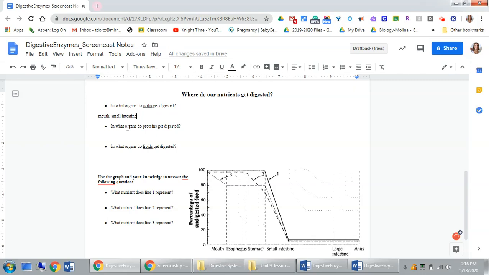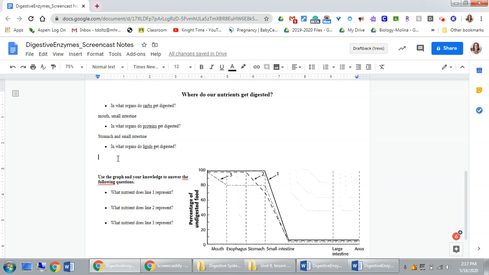In what organs do we digest proteins? So we digest proteins in the stomach with our pepsin and our hydrochloric acid, and then we finish them up in the small intestine. Oh, sorry, I'm talking about proteins. So we finish them up in the small intestine with our trypsin and chymotrypsin and our peptidase.